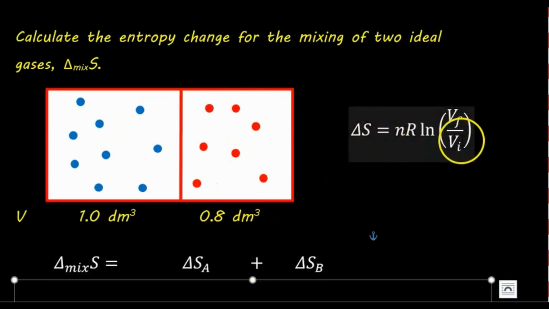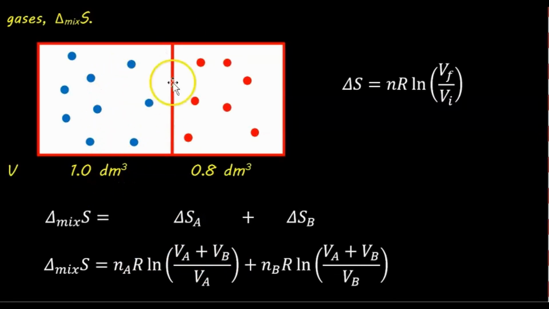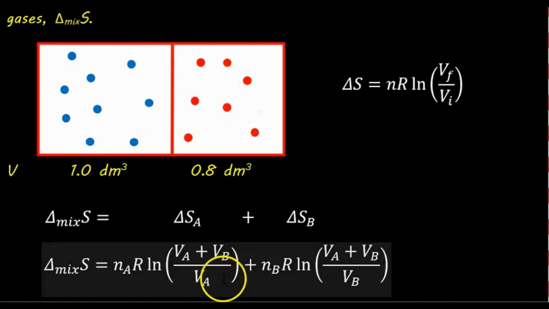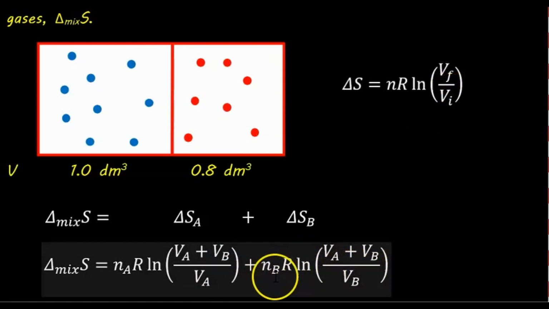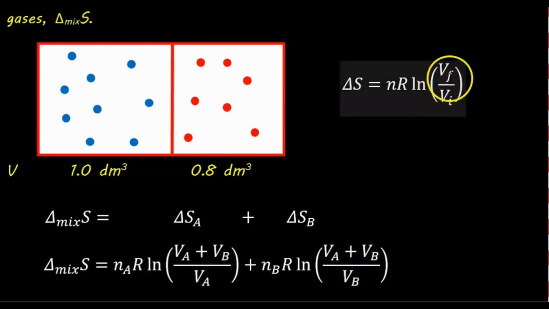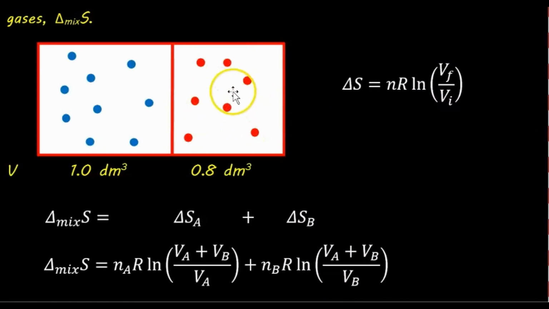So we're going to use this equation for each one here. And this is what we get here. We have the moles of gas A times R times ln of the final volume, which is the sum of the volume of each container here. This is the volume A, this is volume B, so the sum of them is the total volume divided by the volume that it's in, so the initial volume. And then the same thing for B here, the moles of B times R times ln of the final volume, just sum them up, divided by the volume that B is originally in here.